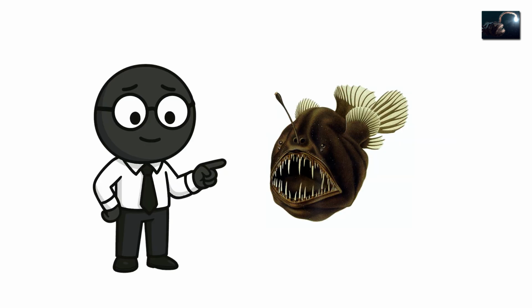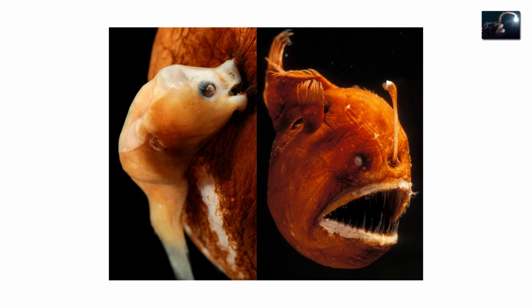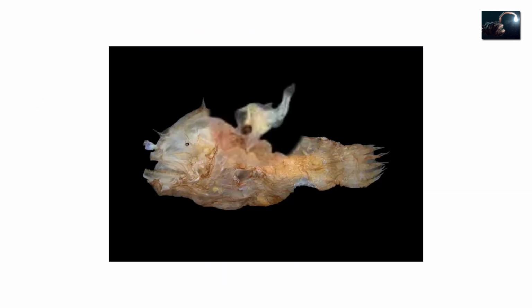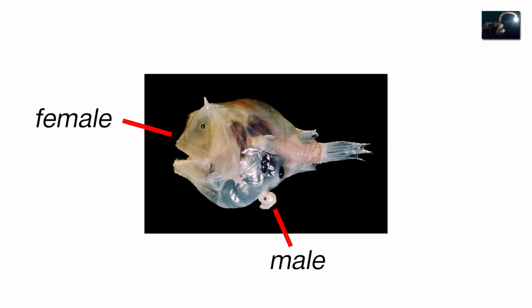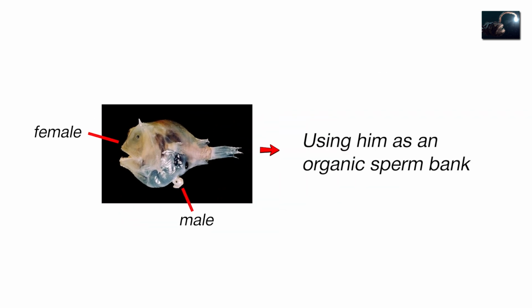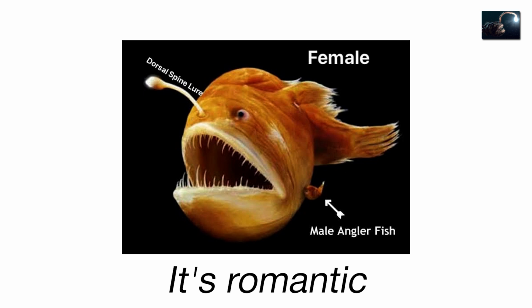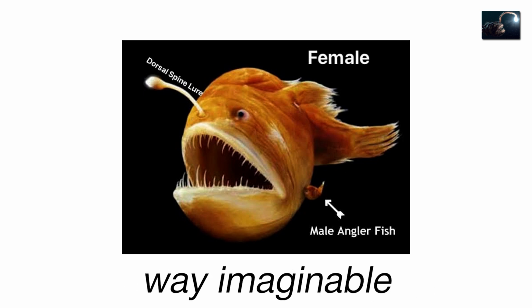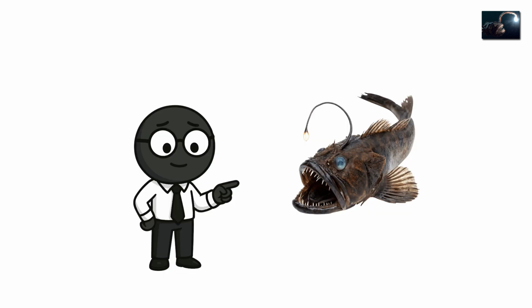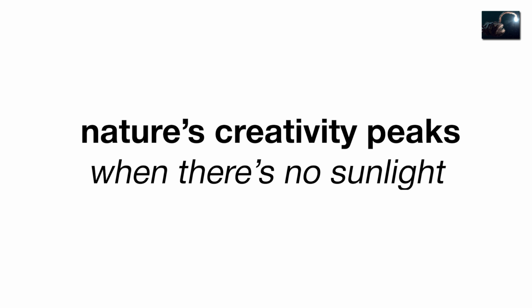And then there's its love life. When a male finds a female, he bites her permanently. Over time, he fuses into her body, dissolving until only his testes remain. She carries him for life, using him as an organic sperm bank. It's romantic in the most horrifying way imaginable. The anglerfish is proof that nature's creativity peaks when there's no sunlight and no witnesses.